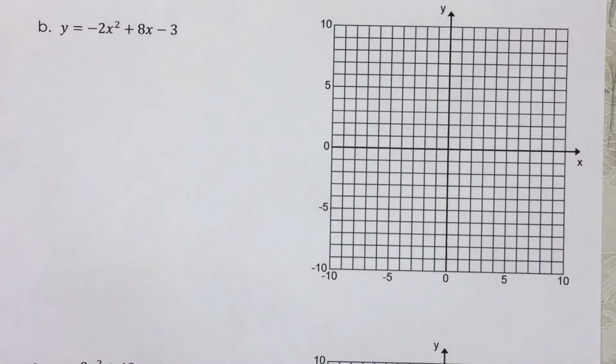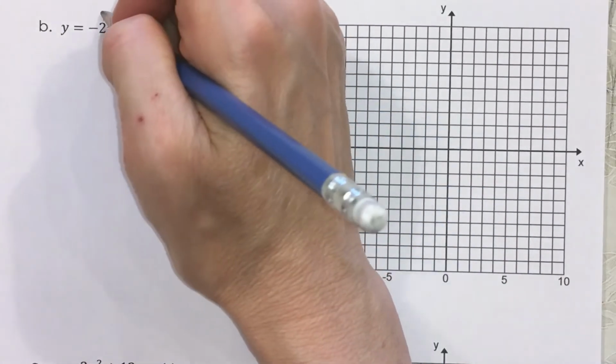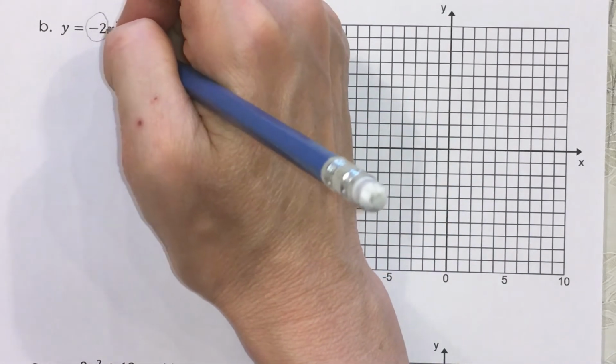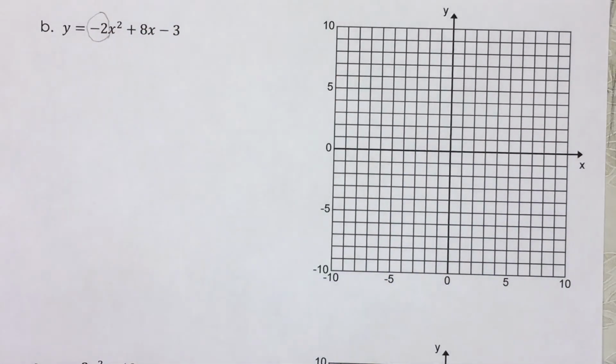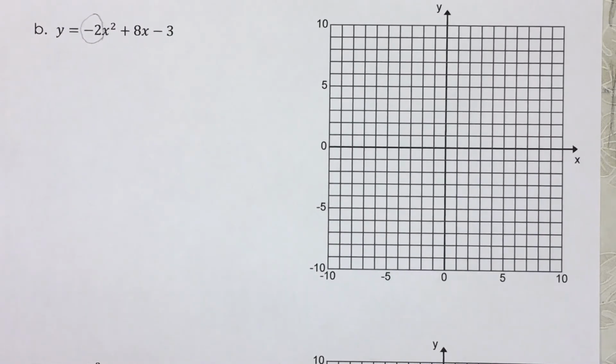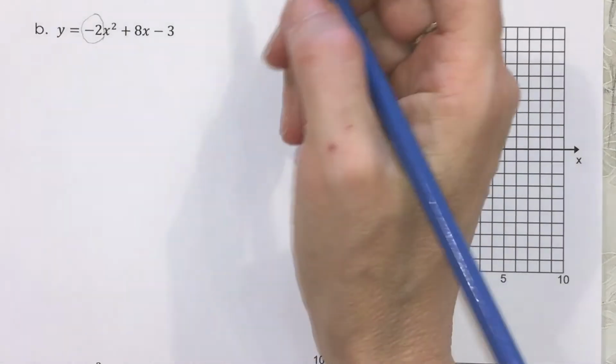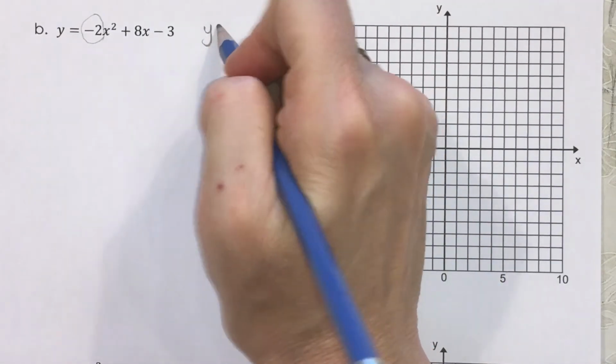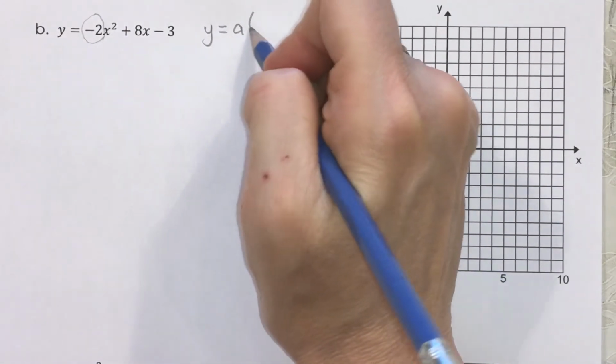Okay, so same question, but this time a different parabola. So we have y equals negative 2x squared plus 8x minus 3. What makes this one more challenging is that a is negative 2. It's not positive 1, which was the case in the other two that we looked at. So remember, we're going for this format here where the a is out front.